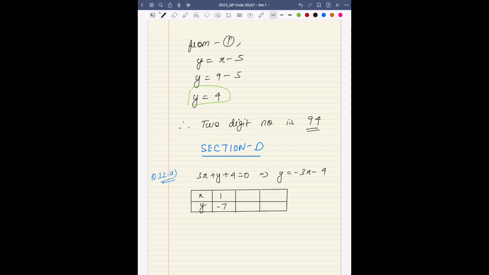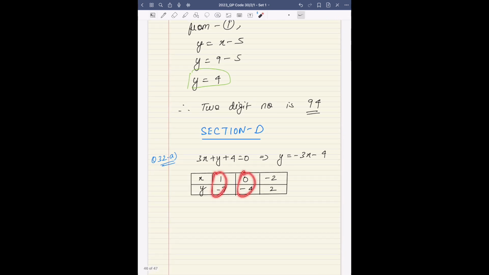This is all you need to do to plot a line. Find the coordinates by using the equation given. Then you can take one point as 0. So when you take it as 0, you get minus 4. And we can take one point as, let's say, minus 2. If you take it as minus 2, you get 6 minus 4, or in short, you get 2. So these are the three coordinates for line number 1, which is in black. Second line we have is 3x minus y plus 2 is equal to 0. So y will be equal to 3x plus 2.